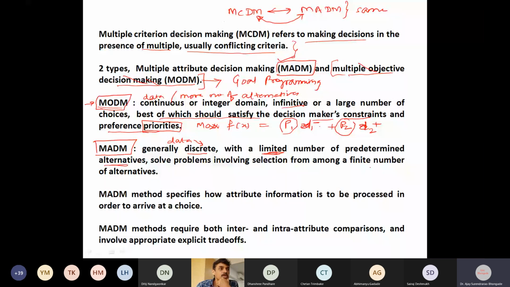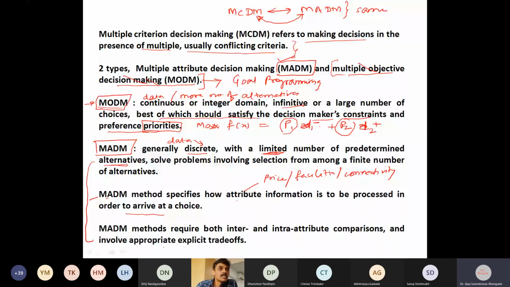The same method we are talking about specifies how attribute information is to be processed in order to achieve a choice, right? Attribute means, for example, the price, or the facilities on that particular land, or the connectivity. That will be processed, and then we can talk. But it requires both inter and intra attribute comparisons and involves appropriate explicit trade-offs.